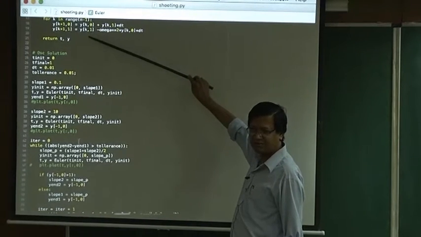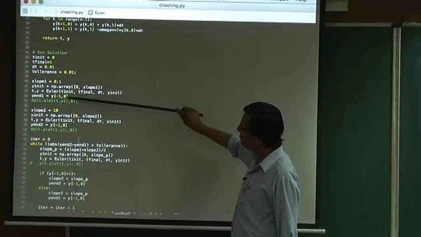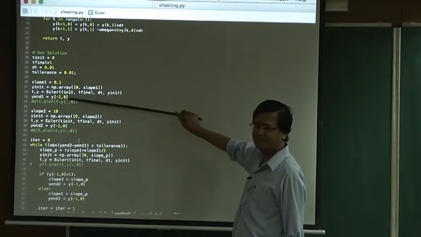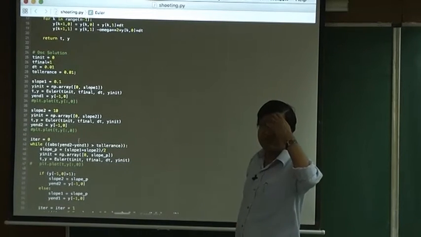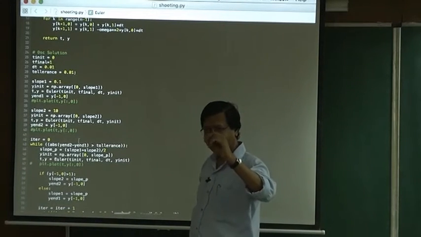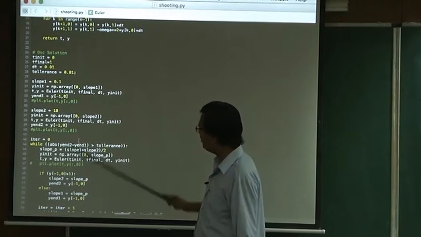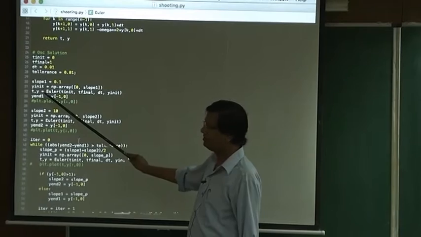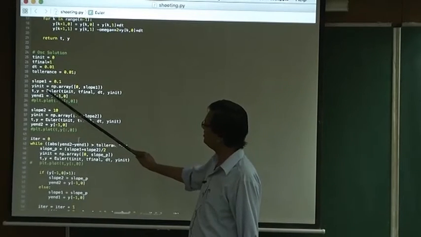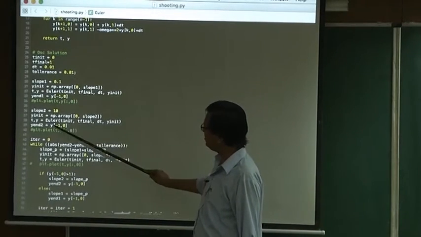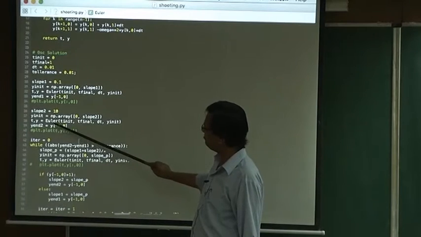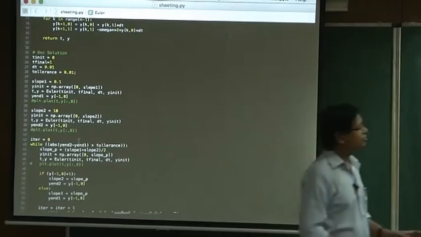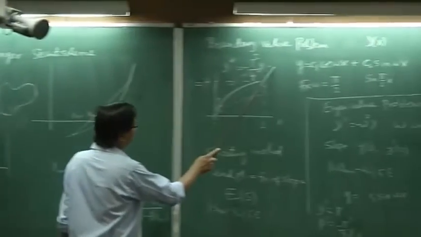I solve this initial value problem. With this slope, I find the end point, which is y minus 1, 0. I am looking for the position y, not y prime, so that will give me the value of the function at the end point. Then I find n2, again from the solution. So, I have got the two endpoints.